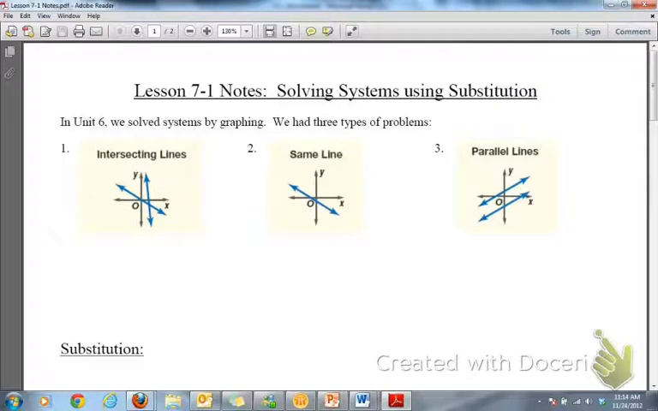Hello. The first lesson in Unit 7 is solving systems using substitution. Now let's quickly review Unit 6. In Unit 6, we solved systems by graphing, and we had 3 different types of problems.